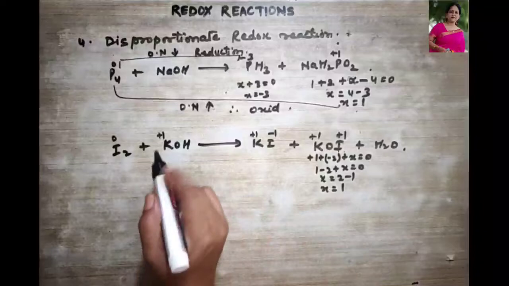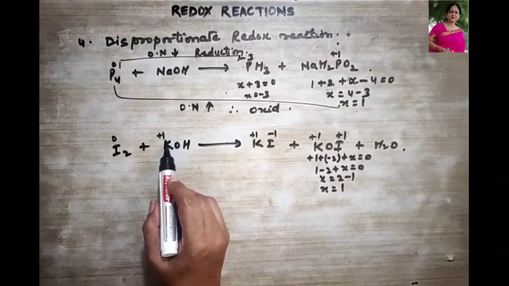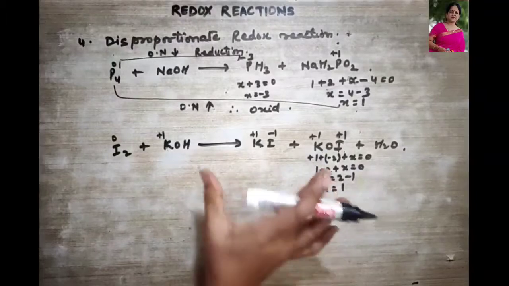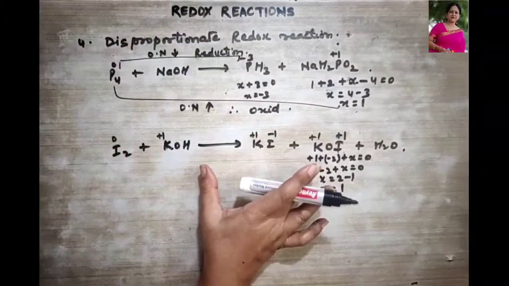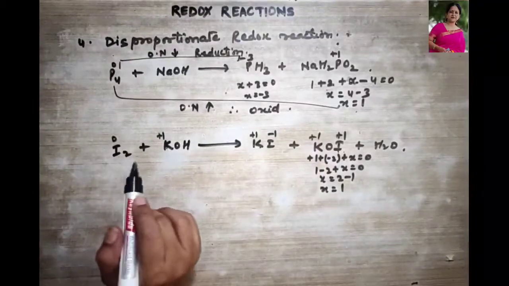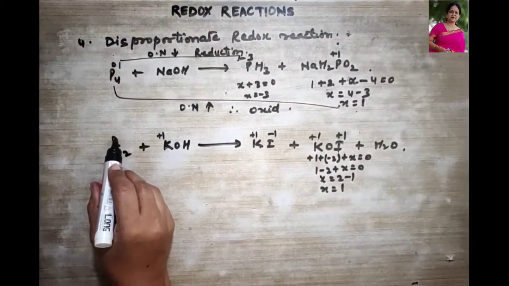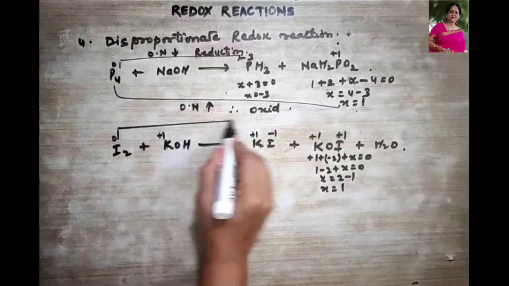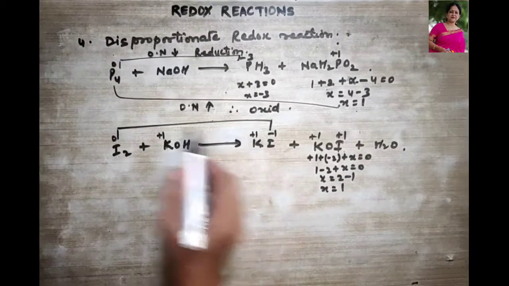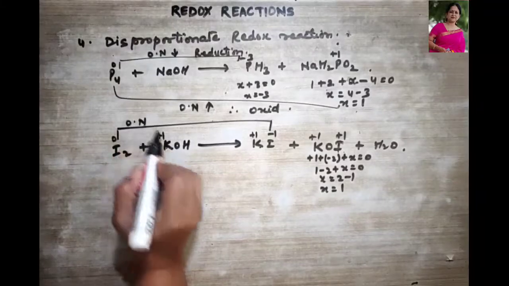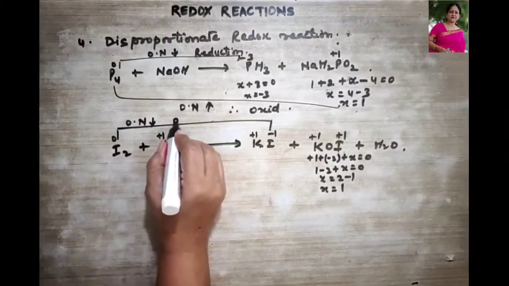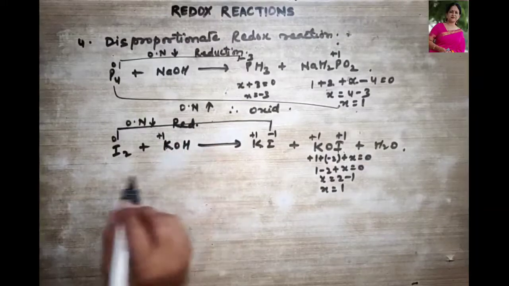So now let us look at potassium. Potassium over here is plus 1, in the reactants also plus 1 and plus 1. So you see the oxidation number of potassium does not change. So now let us go to iodine. Iodine is 0 here and in KI it is minus 1. So what is happening over here? The oxidation number is decreased. So here reduction is taking place.